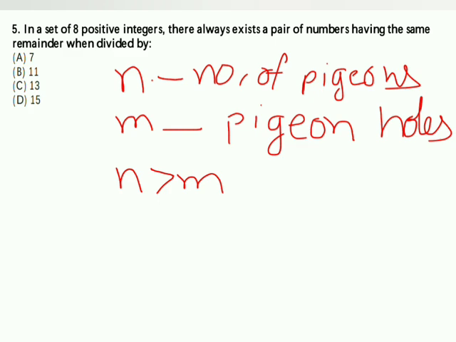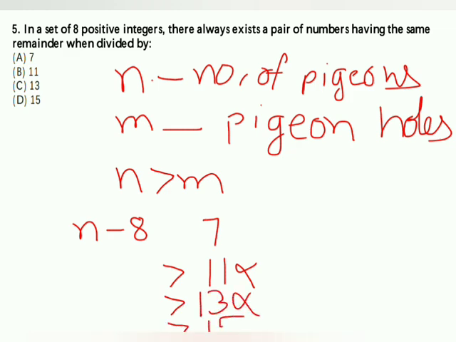From the given question, n is 8 here and m must be the given option, and n must be greater than m. From the given options, if you check, suppose m is 7, then 8 greater than 7 is satisfied. If m is 11, then 8 greater than 11 is not satisfied. 8 greater than 13 is also false, and 8 greater than 15 is also false. So by the pigeonhole principle, 8 greater than 7 is correct.